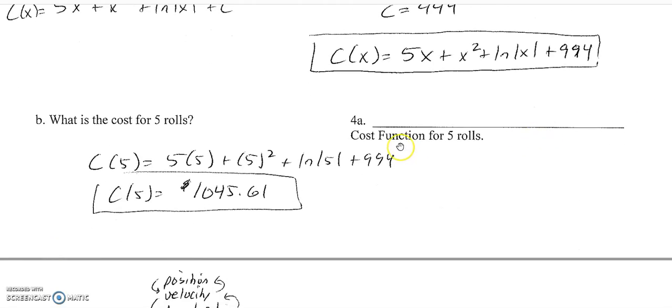And if we want to know the cost for 5 rolls, now that we have our cost function, c of 5 equals 5 times 5 plus 5 squared plus ln absolute value of 5 plus 994. So our cost for 5 rolls would be $1,045.61.